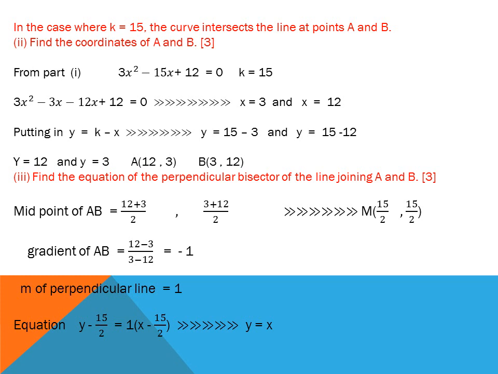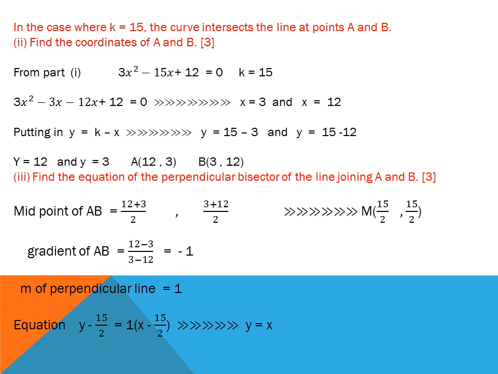Then I put these values in the equation of line. y is equal to k minus x, y is equal to 15 minus 3 and y is equal to 15 minus 12. So the points are A is 12 and 3, and B is 3 and 12.